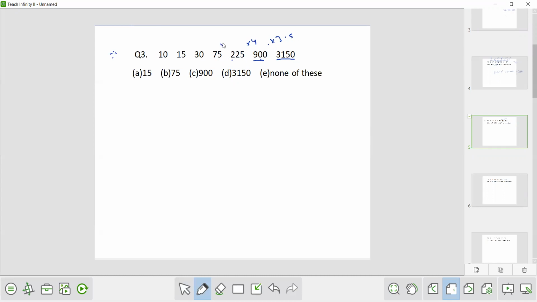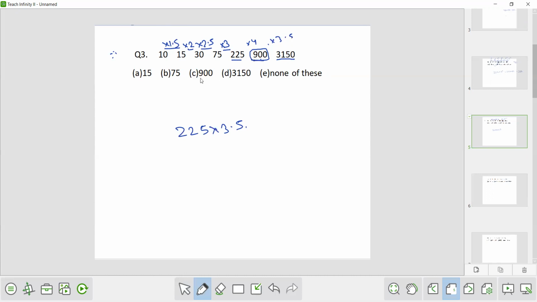75 and 225, so yes, it's 3 times. 30 and 75, it's 2.5 times. 15 and 30, it's 2 times. 10 and 15, it's 1.5 times. The rule is confirmed: this is into 1.5, this is into 2, this is into 2.5, this is into 3, so it should be into 3.5. So 225 into 3.5 will not be 900. If we have to identify the wrong number in the exam, we don't need to calculate. We just see that 225 into 4 is 900 and it should be 225 into 3.5. That will be your answer.